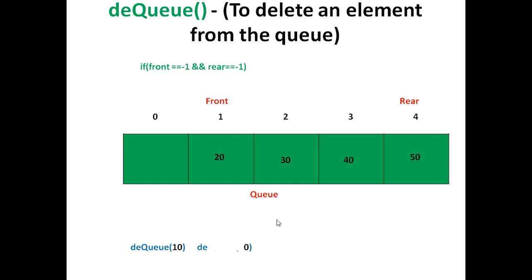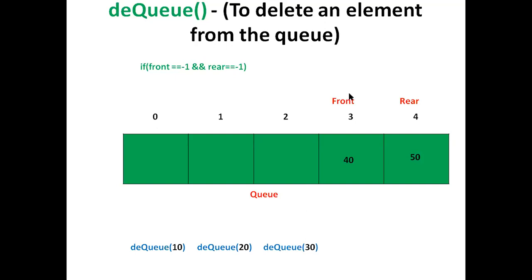Again, if you want to perform the DQ20, again perform the delete operation. Now check the condition front equal to -1, false. Rear equal to -1, false. Then delete the 20. Then after 30 is the first element in the queue. So front is now indicating index 2. Now again, if you want to perform the DQ30, means deleting the 30. So after deleting the 30, 40 is the first element in the queue. So our element 30 is deleted. Now front is indicating the index 3.